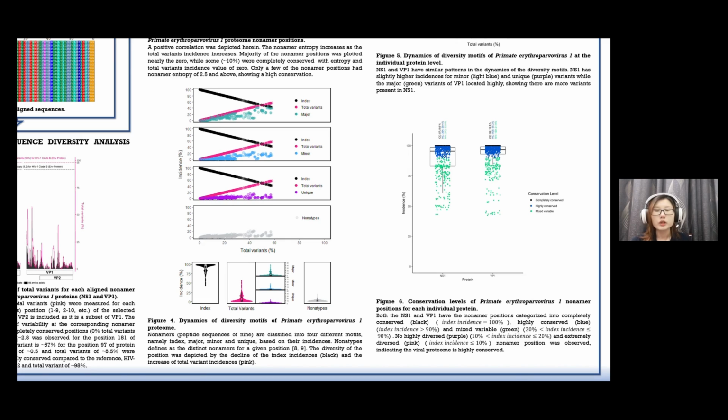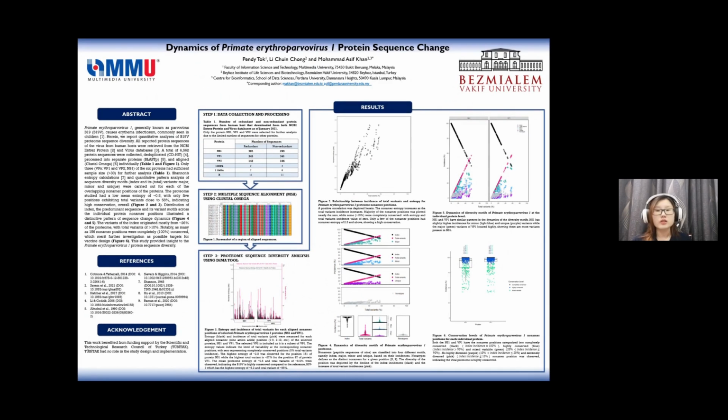Thus, it could be said that the primate erythroparvovirus 1 viral proteome is highly conserved, with roughly 73% of the proteome positions comprising the proteins studied being completely or highly conserved. In summary, this study provides insight into the primate erythroparvovirus 1 protein sequence diversity dynamic. A limitation is that the study could only be done for the 3 proteins NS1, VP1, and VP2. We hope that this could be repeated in the future, when more sequences are available for the remaining 3 other proteins.